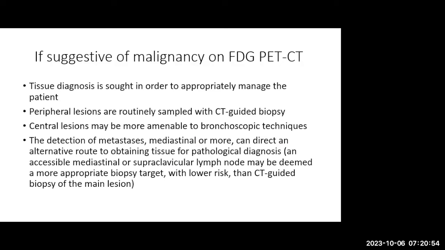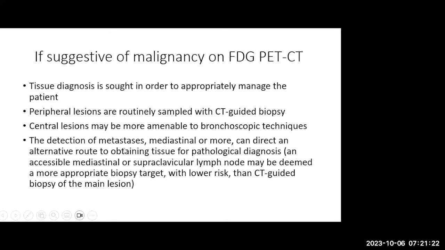So if the single pulmonary nodule is suggestive of malignancy on an FDG PET-CT, of course, as I said, tissue diagnosis is needed. And in terms of doing that, for peripheral lesions, routinely those could be sampled with just a CT-guided biopsy. If you have more centrally located lesions, those could be biopsied via bronchoscopic techniques.